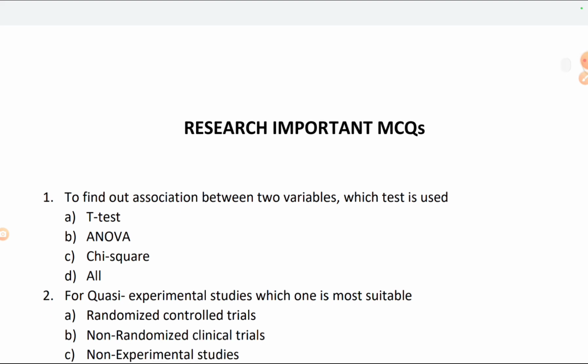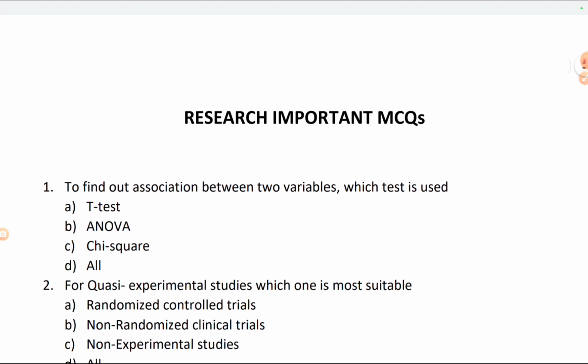MCQ number 1. To find out association between two variables, which test is used? Option A, t-test. Option B, ANOVA. Option C, chi-square. Option D, all. The answer is option C, chi-square.